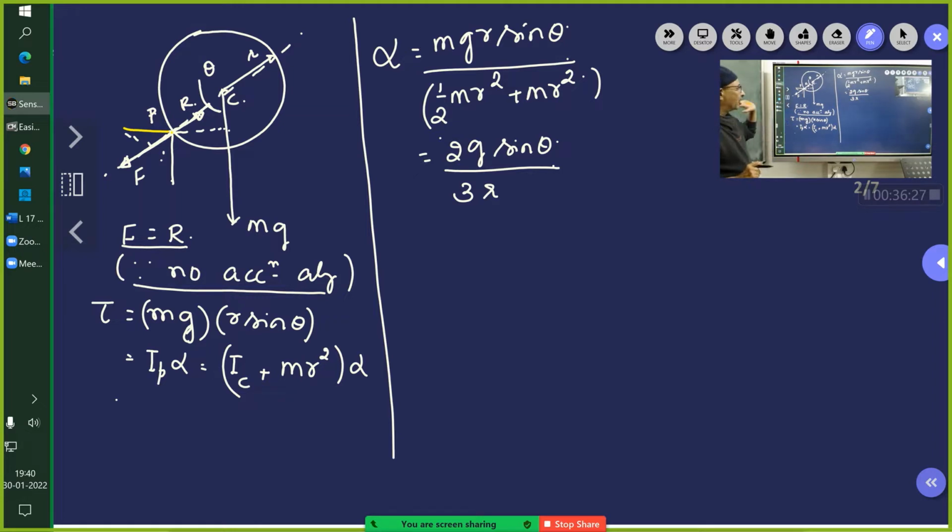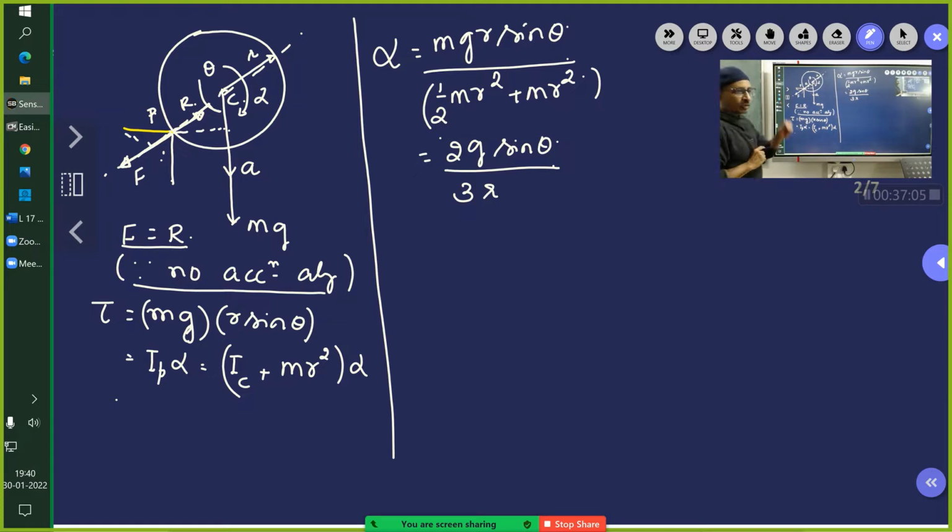So first get rid of those two forces. And now the only unbalanced force is mg. So what will this mg do? Mg will do two things. One is it will create a translatory acceleration of this, and at the same time, with respect to point P, it will also create angular acceleration alpha.